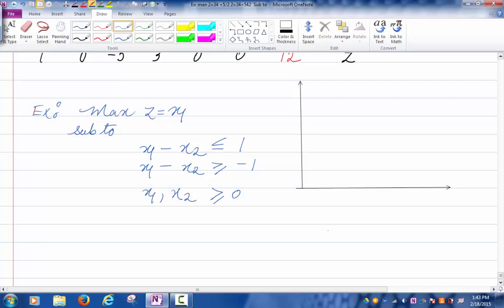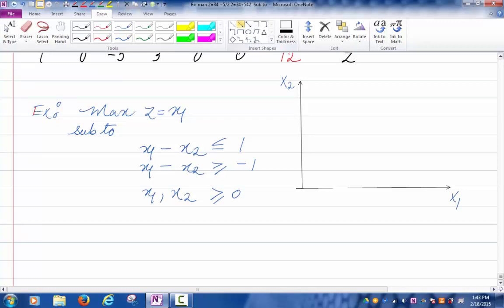Okay, so what do you get? X1 minus X2 is equal to 1 is the first one. If I turn it into an equation, this is my X1 axis, this is my X2 axis. So X2 is Y. X1 minus X2 is equal to 1. What is the graph of that equation? So that means X2 is equal to X1 minus 1. The slope is 1, right?